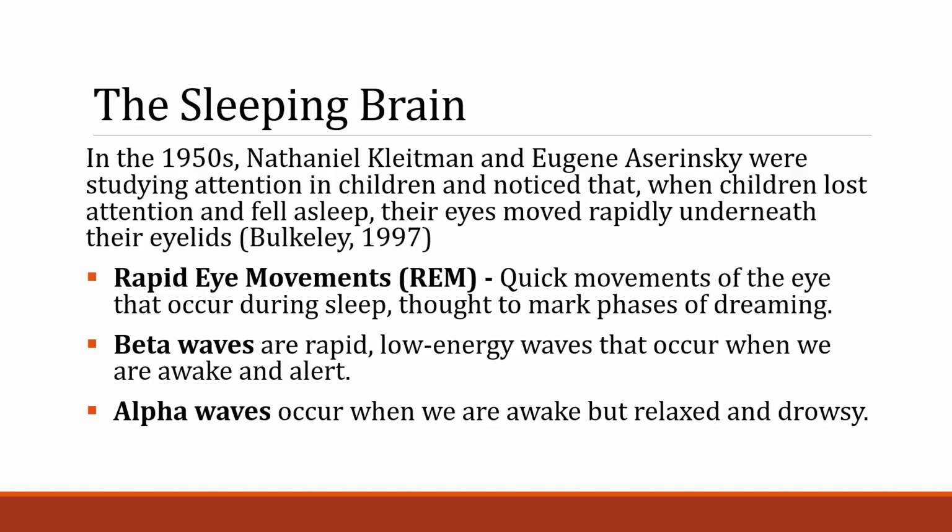Now, at every stage from wakefulness to sleep to deep sleep, our brains show a unique pattern of electrical activity observed through EEG. When we are awake, we exhibit what we call beta waves, which are rapid and low energy waves that occur when we are awake and alert. But as we become drowsy, these waves become slower, but with higher energy, and the beta waves turn into alpha waves, occurring when you are awake but relaxed and drowsy. Then eventually you will fall asleep, and let's talk about that in the next few slides.